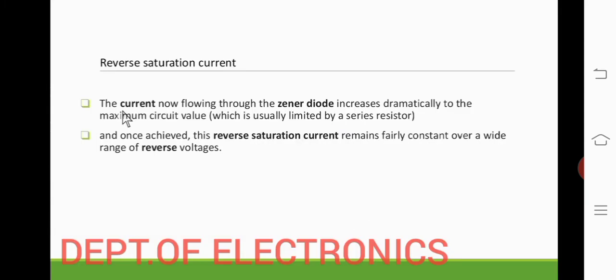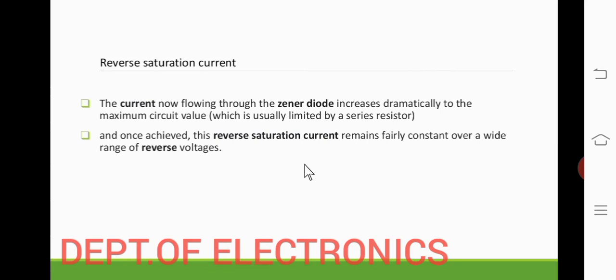Next, let us study what we mean by reverse saturation current. Okay, in the zener diode, the current flowing through the zener diode increases dramatically to the maximum circuit value, which is usually limited by the series resistor. And once this is achieved, the reverse saturation current remains fairly constant over a wide range of voltage, and thus that current is called the reverse saturation current.